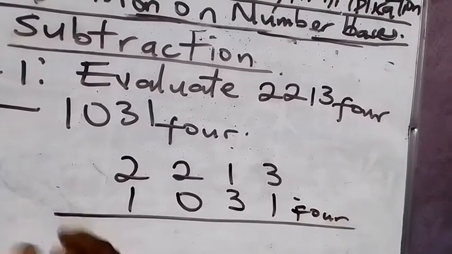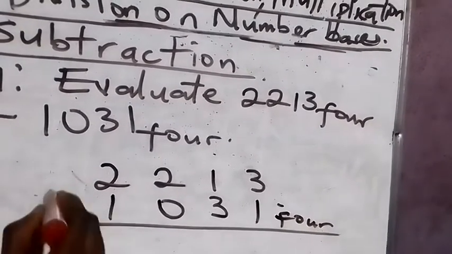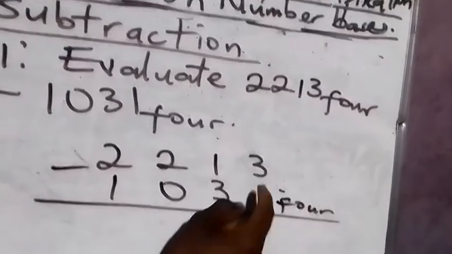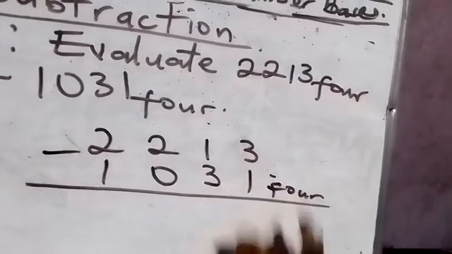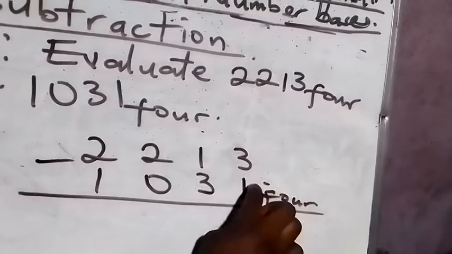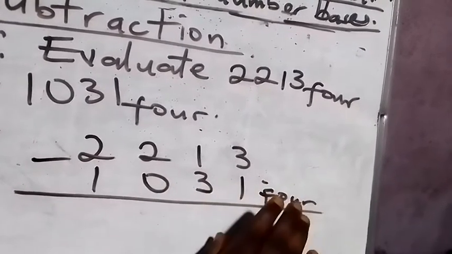In the subtraction, we have to be very careful. When I said, 3 minus 1 is 2. Anytime it is possible like that, you write it down like that. You don't have any problem. 3 minus 1 is 2.